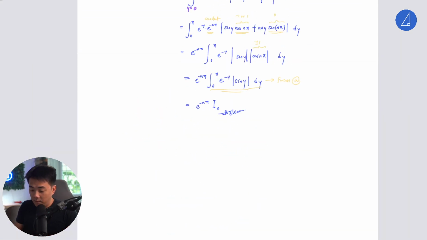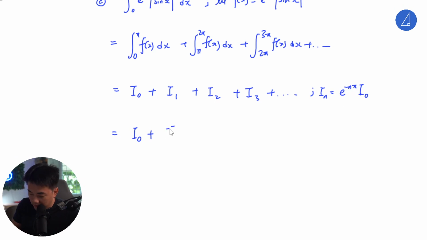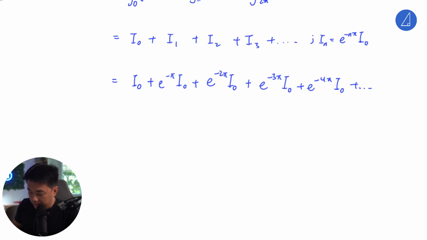Then you just use the formula from here. So we know that I_n = e^(-n pi) I0. When n is 0, I0 is I0. For I1, if you put 1 inside, it is e^(-pi) I0. Just use this formula here. For I2, you sub 2 inside, so it's e^(-2 pi) I0 plus e^(-3 pi) I0 plus e^(-4 pi) I0, going forever. So then the I0, just bring it out.